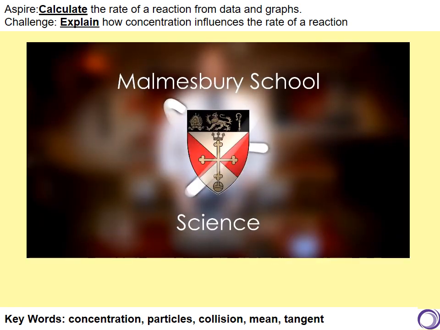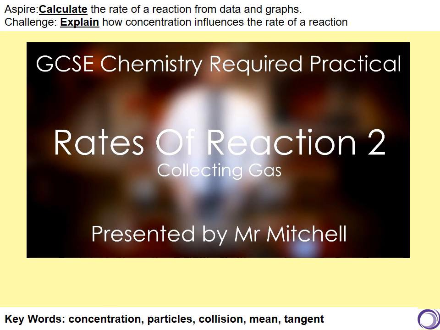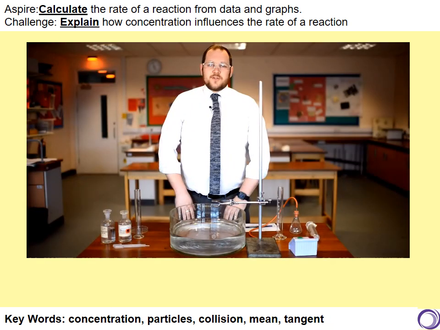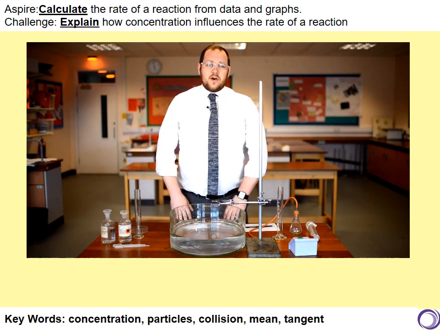Hi there, it's Mr. Mitchell here from Malmesbury Science, and today we'll be looking at the second of two videos measuring a rate of a chemical reaction. I'm going to show you two methods to measure the rate of a chemical reaction today. Firstly, using a measuring cylinder, and secondly, a gas syringe. For the reaction today, I'm going to be using magnesium and hydrochloric acid.